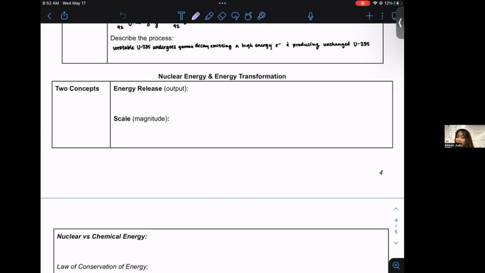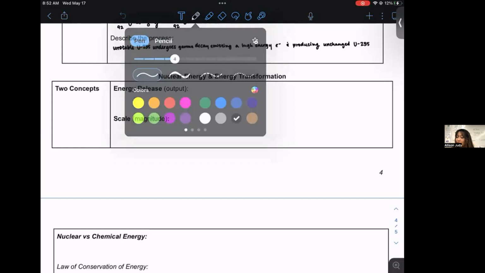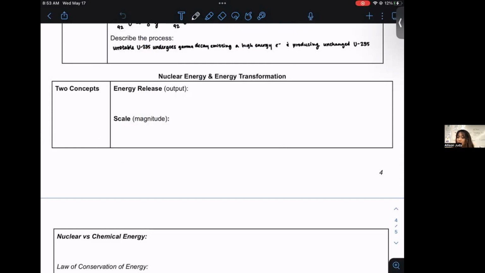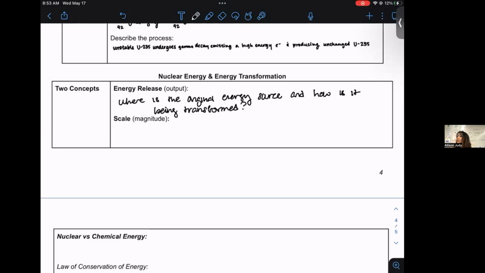So the big thing that you want to be thinking about when we are going through this unit and as you prepare for your test is: where is the original energy source, and how is it being transformed? That's what you want to think about: what was the original energy source, and then how is it being transformed? Why am I seeing this energy be released? Or am I even seeing energy released? Maybe I'm seeing it actually be taken up, right? Could be the antithesis of that.